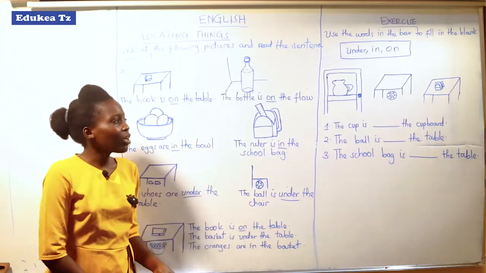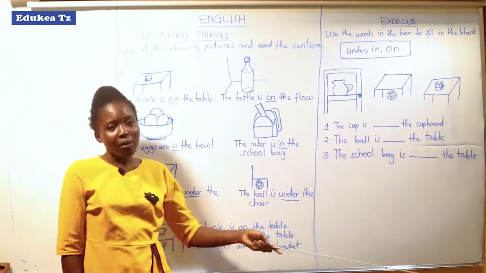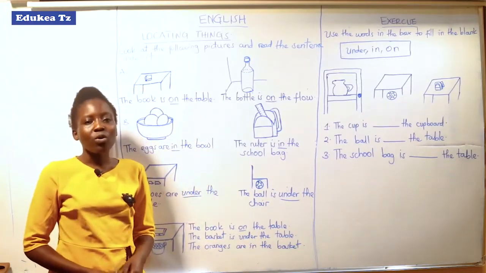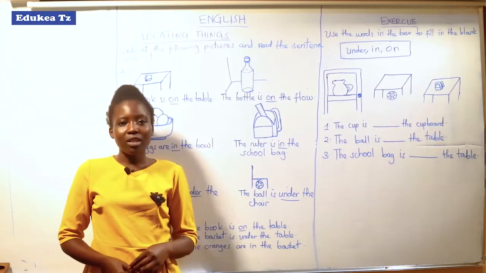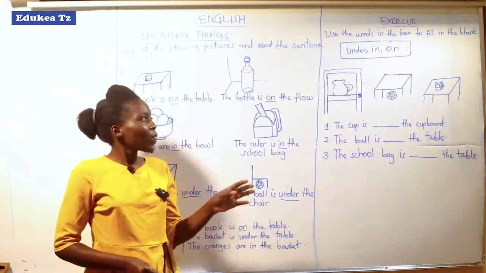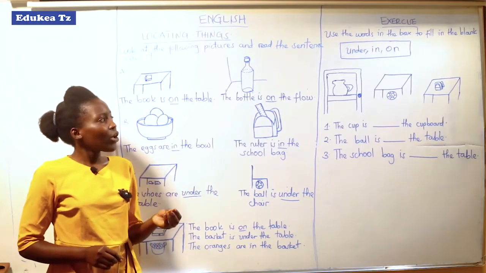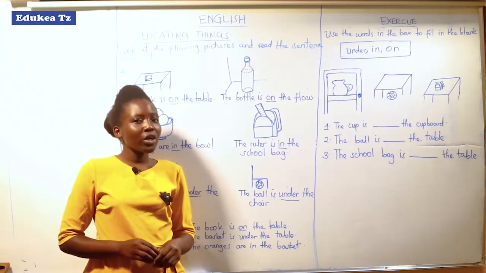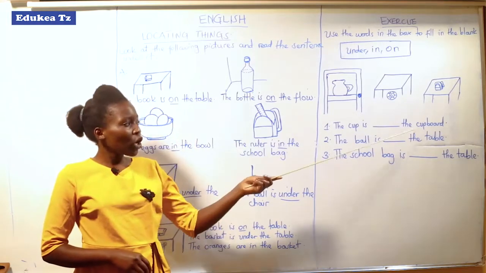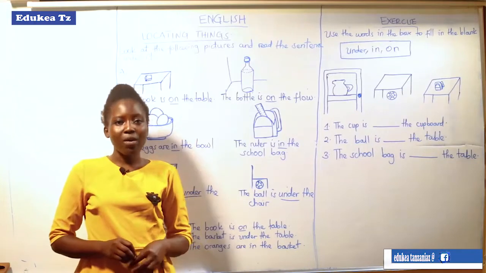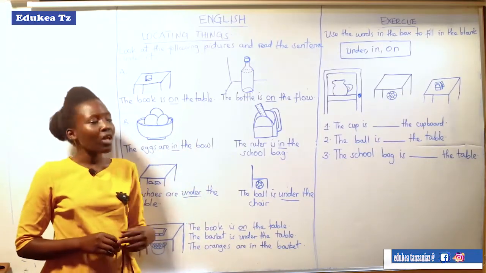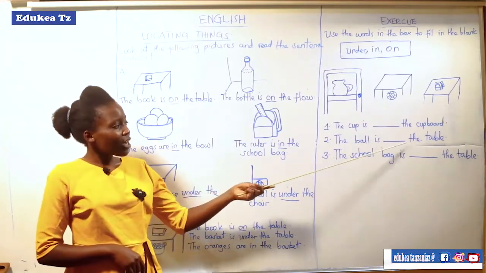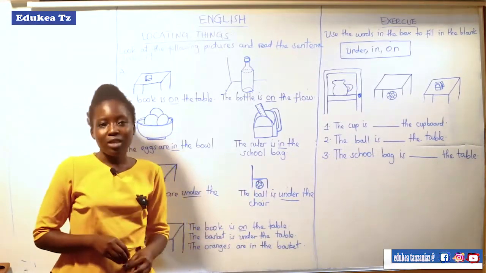The first question, you are being told that the cup is dash the cupboard. You will go to the first picture of our exercise and look where the cup is located in that picture. After you know where the cup has been located, you go directly to the box and choose the correct answer, which will help you to complete the sentence in question number one. After finishing question number one, let us look at question number two, which says that the ball is dash the table. Where is the ball?